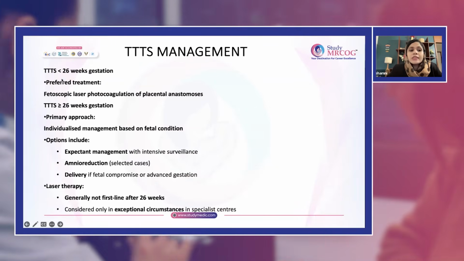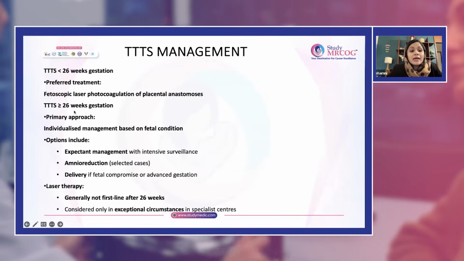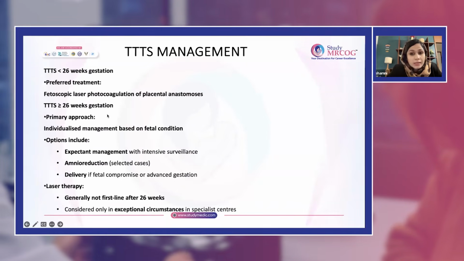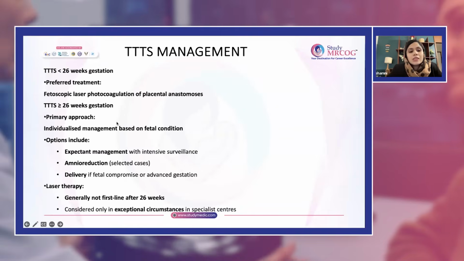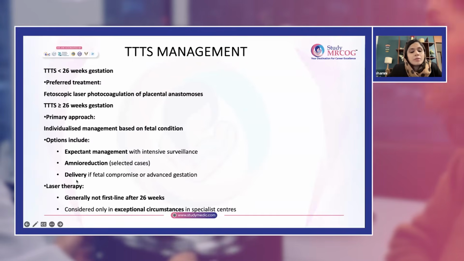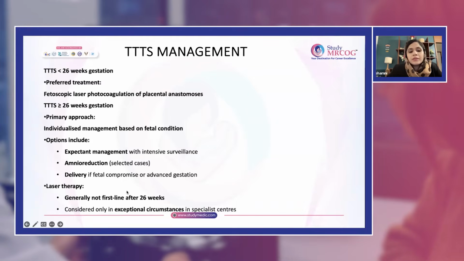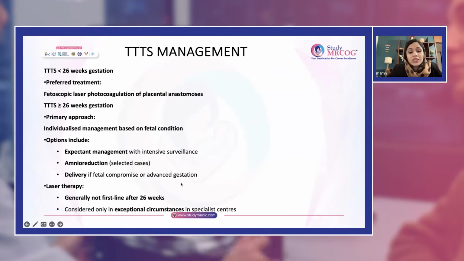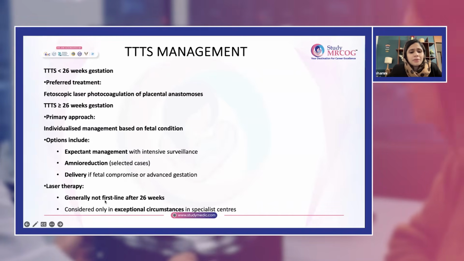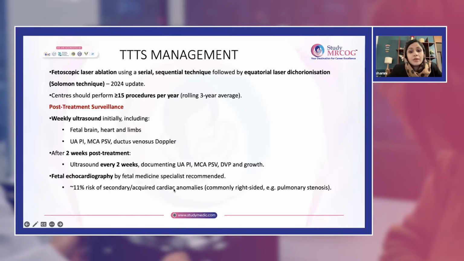As I already told you, TTTS less than 26 weeks, the preferred treatment is fetoscopic laser photocoagulation. And if it's more than or equal to 26 weeks, it is going to be an individualized management. So don't say it is amnio reduction always. It depends on many factors. There can be expectant management, amnio reduction. Sometimes if the fetus is so much compromised and if it's advanced gestation, you are going to deliver the baby. So laser therapy is generally not the first line after 26 weeks, but in exceptional circumstances, we may consider.